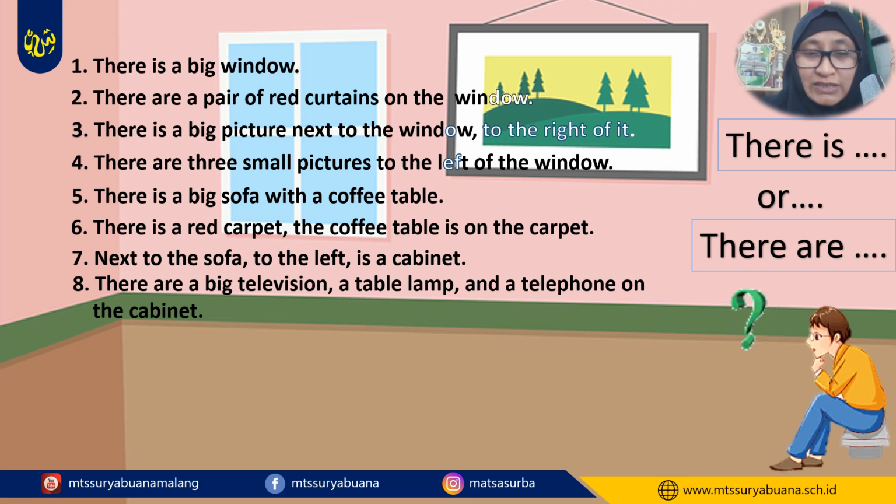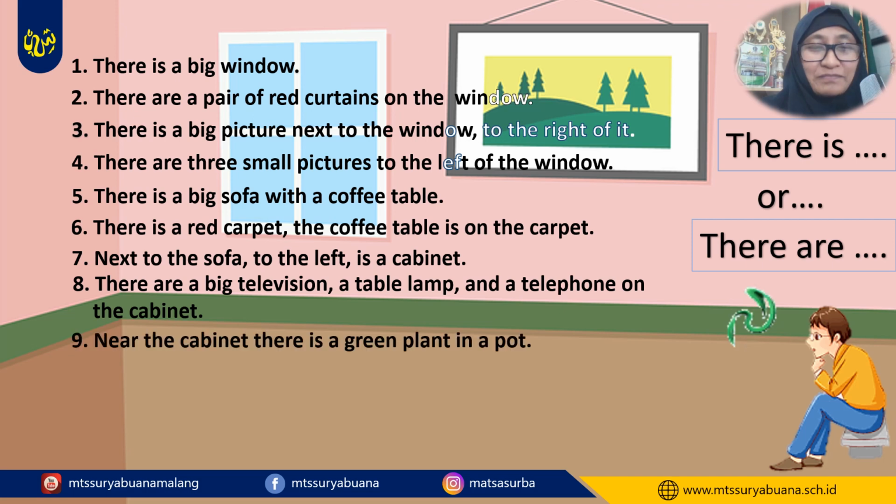There are a big television, a table lamp, and a telephone on the cabinet. Can you see the big television? Yeah, how many? Only one, right? But look at this. These are in a series of nouns. There are 3 different nouns on the cabinet. So we use there are, and here we use the conjunction and. Right? Okay, there are a big television, a table lamp, and a telephone on the cabinet. Right. Okay, now let's continue.